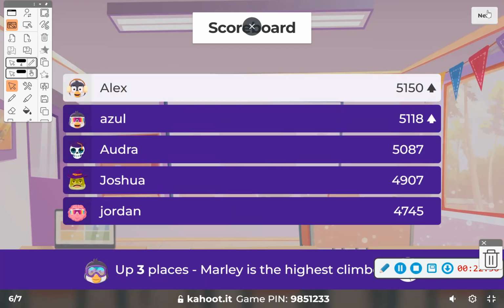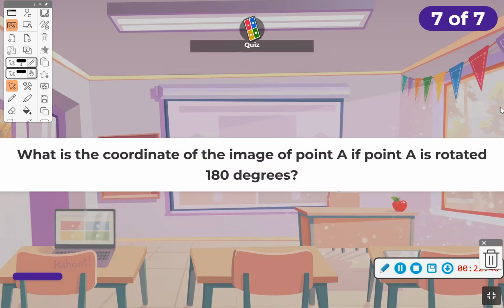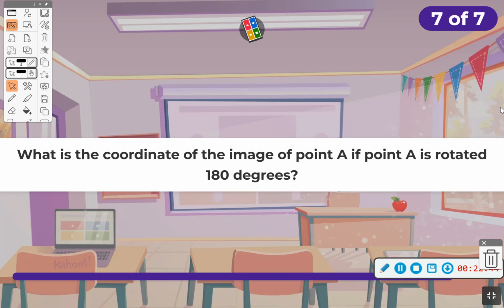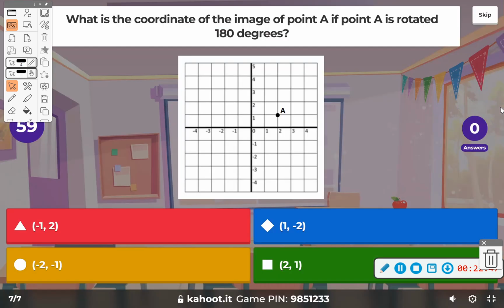Last question. All right, last question. Let's see what you got. 180 degrees. Which one of these is rotating that same point 180 degrees? 180 degrees is how many turns? And where do you end up if you go twice?